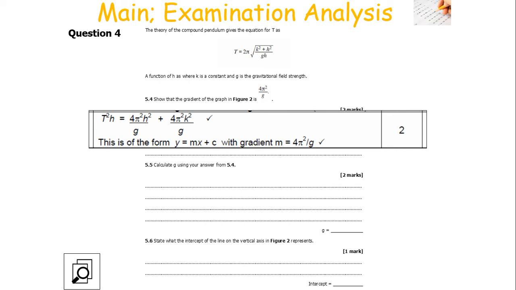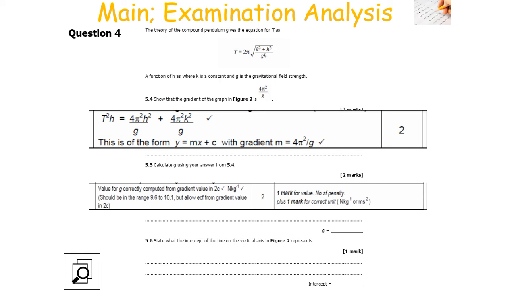Now use g to then calculate g using your answer from 4.5. So what you then do is you work out what the gradient is from the graph. You say it equals 4 pi squared over g. You rearrange that to make g the subject, and you work through your answer.